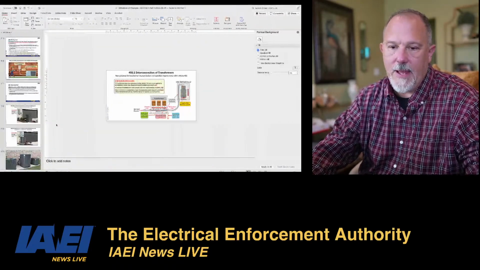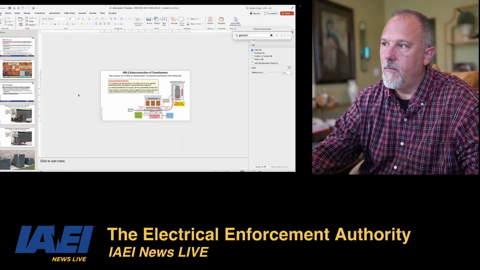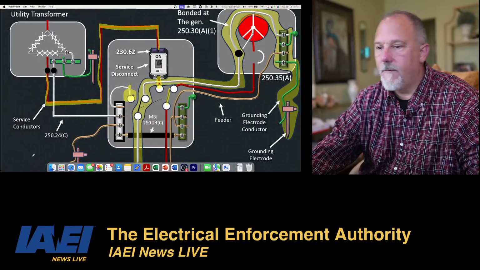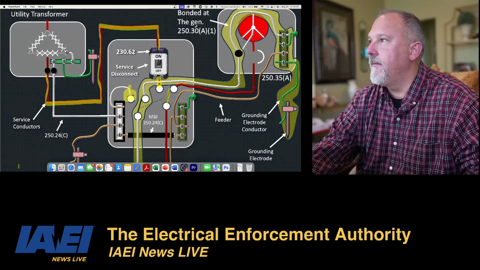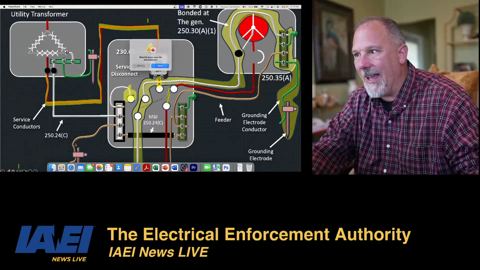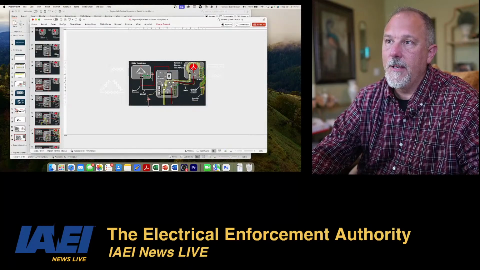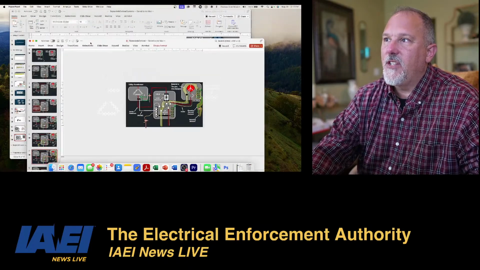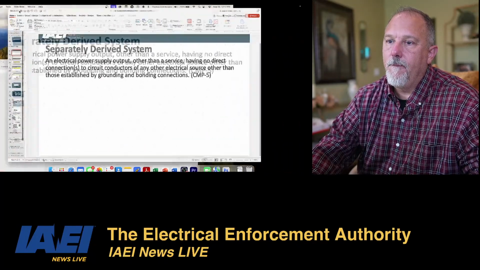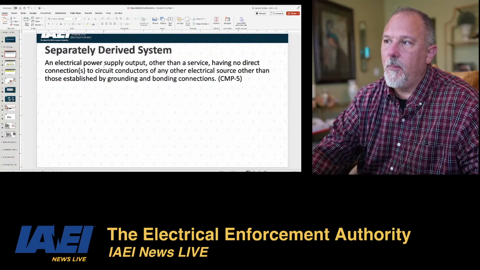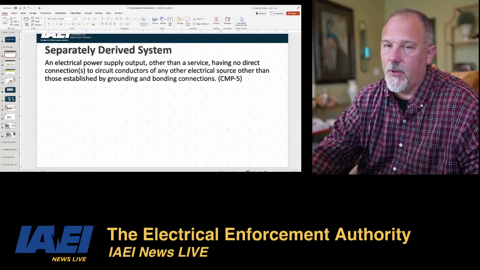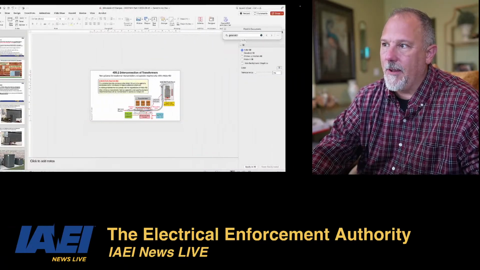And if you recall what that is, let's do this. I am going to exit. I'm going to discard all of those. If I go to my defined term, let's take a look at that. An electrical power supply output other than a service having no direct connections to circuit conductors of any other electrical source. So if you remember in that diagram, where's it at?